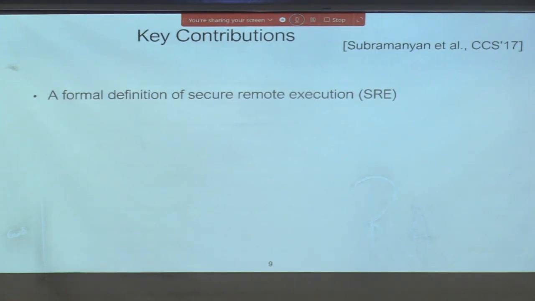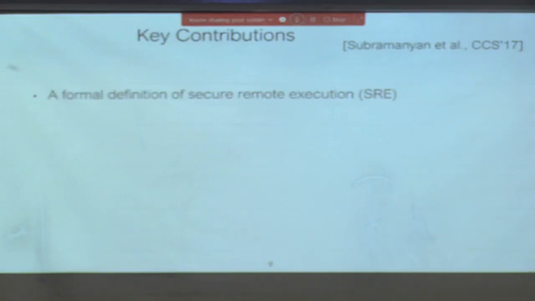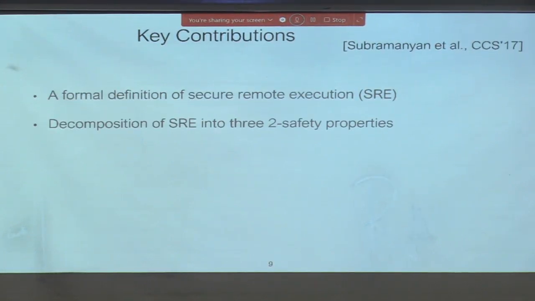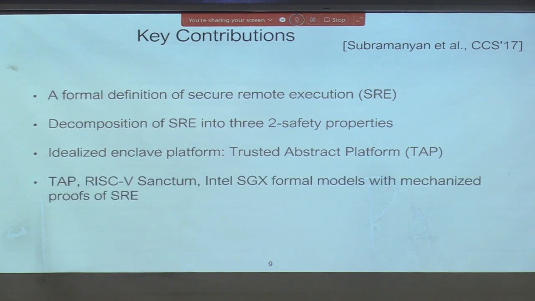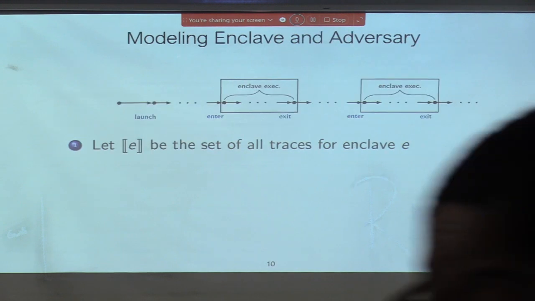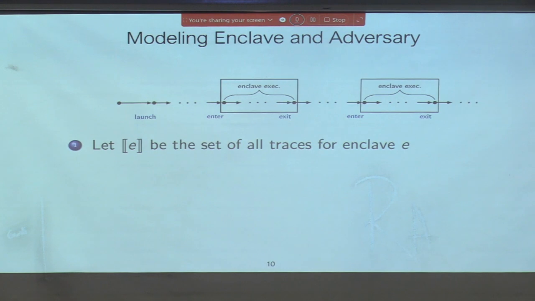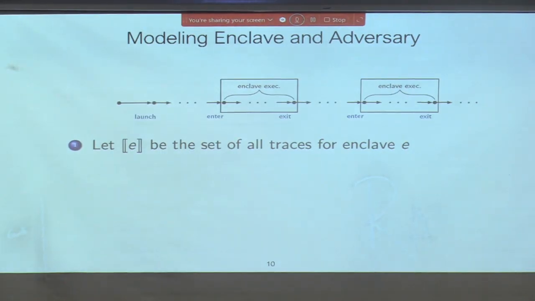Right. So just to reiterate, I'll tell you about the formal definition of SRE. Also, how we can decompose that into three more easily checkable properties. Then I'll tell you about the formal model very briefly, and then the results of our formal verification. Okay. All right. So first, our formal model is based on a standard way of modeling executions as traces, where we're looking at the enclave program's execution interleaved with actions of the adversary, right?